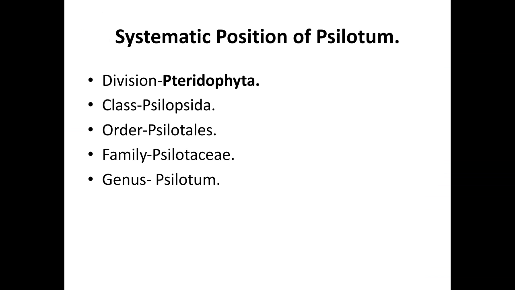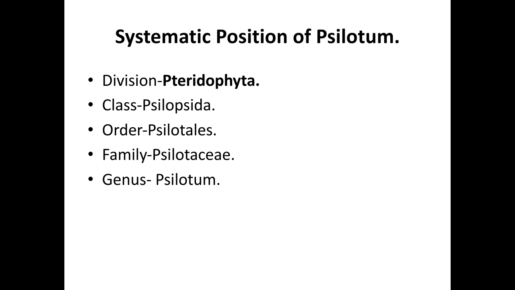It includes only living genera or members. Branching is dichotomous. Stele is protostelic or siphonostelic type. Sporangia develop in the axil of scaly leaves. Then remember Psilotum is put into family Psilotaceae. It includes only one family, so the characters of order and family are the same.